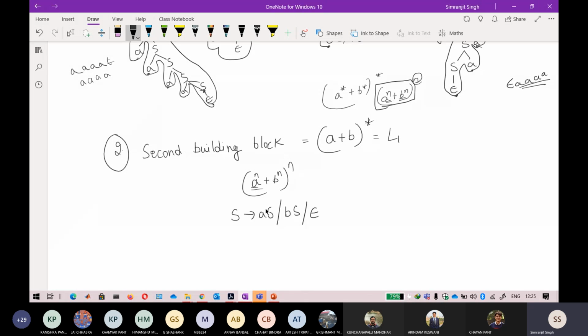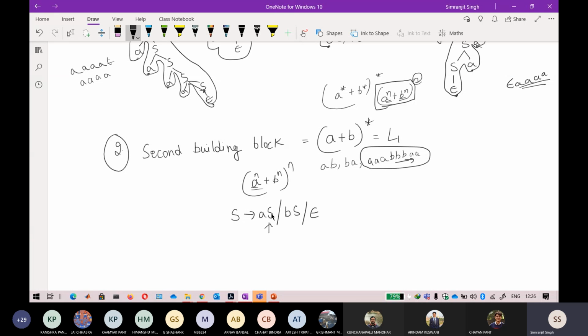Now if you see, it says that any number of a's and any number of b's can come in any order. So ba can also come. After any number of a's, b can come, and after b, any number of b's, a can also come. So this is the main part here. Just try a derivation tree and see if this particular grammar is able to derive this string, which means it is generating correctly.